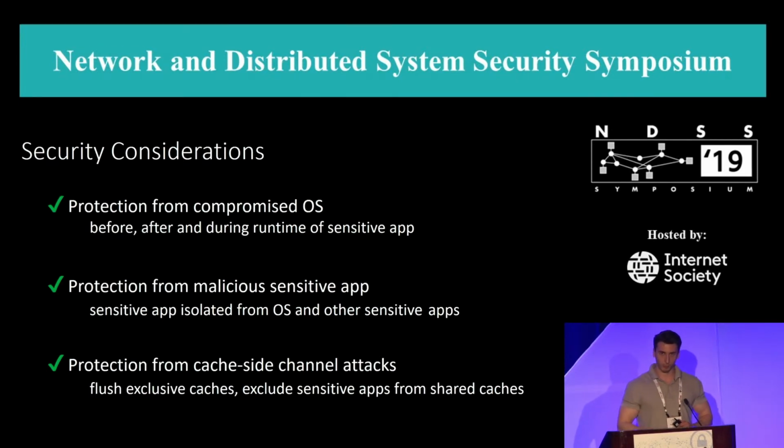Now, Sanctuary can protect the sensitive apps from a compromised OS, and it can protect the apps before they are running, while they are running, and also when they are finished with the execution. Sanctuary can also protect from a malicious sensitive app. So a sensitive app cannot access the operating system, the commodity operating system, and the commodity operating system cannot access the sensitive app. So we get a two-way isolation. And we can also protect from cache side channels, and we can do that by flushing the exclusive caches when switching to the Sanctuary, and also by excluding the sensitive app code and data from the shared caches.